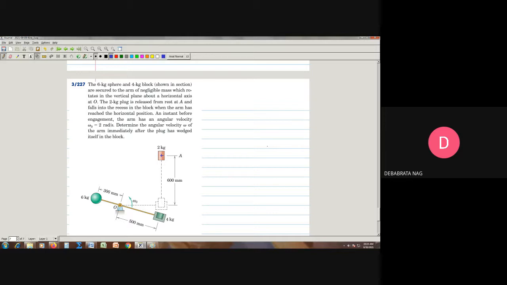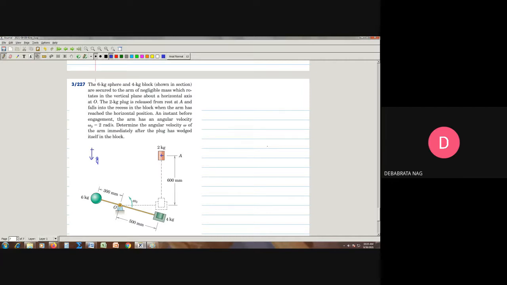However, in this case, it is said that the 6 kg sphere and the 4 kg block, shown in section, are secured to an arm of negligible mass which rotates in the vertical plane about a horizontal axis. This is the sectional view, so that's why it is said shown in section. So this entire thing is again in the vertical plane, correct? These two are connected to a light rod of negligible mass.